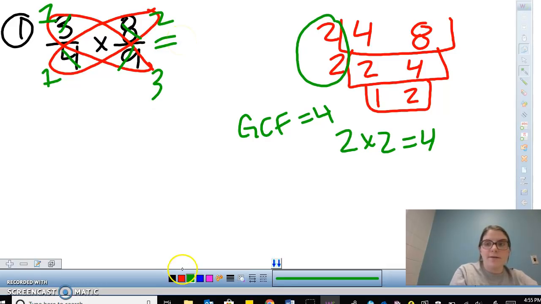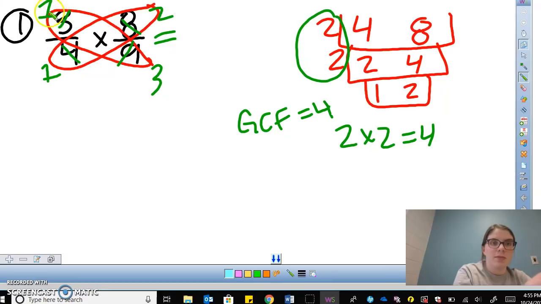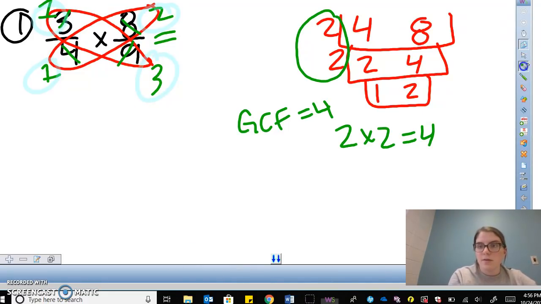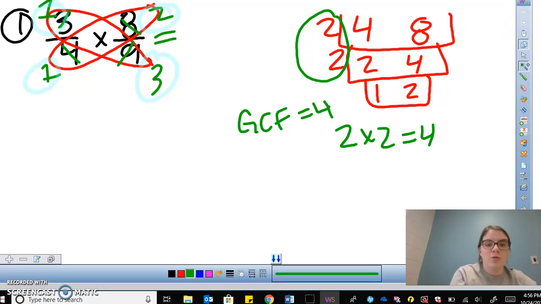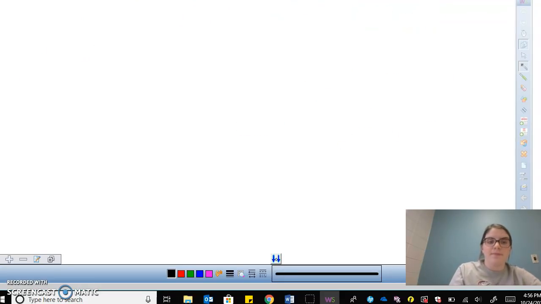So now I'm going to take, I'll use the highlighter, 1 times 2 for the numerators, and 1 times 3 for my denominators. And 1 times 2 is 2, and 1 times 3 is 3. And it's in simplest form. Nothing goes into both 2 and 3 besides 1. So we're done. All right, well, let's try another problem together.